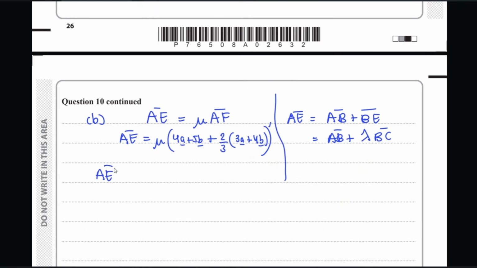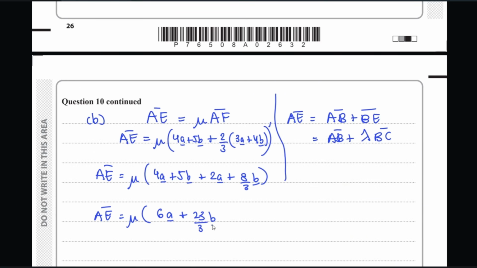So AE is equal to mu times 4A plus 5B plus 2/3 times 3A plus 4B. 2 over 3 times 3 is just 2, so 2A, plus 2 over 3 times 4 is 8 over 3B. Let's simplify this further. So AE is equal to mu times 4 plus 2 is 6, 6A plus 5 plus 8 over 3 is 23 over 3B. So that's an expression for AE.